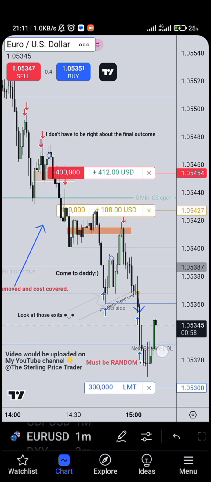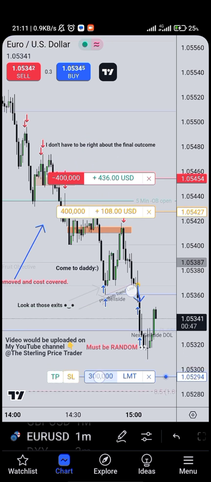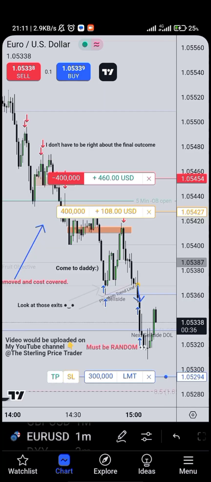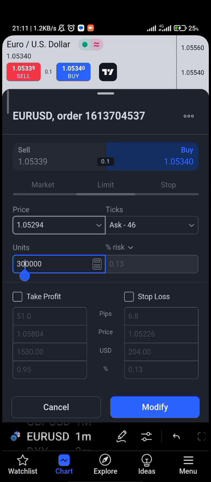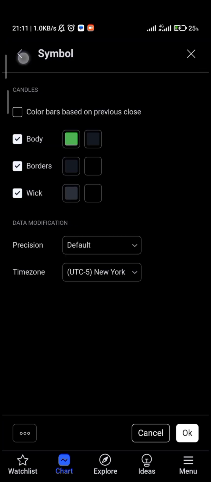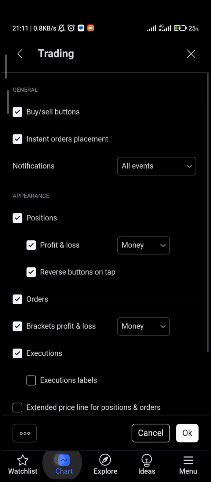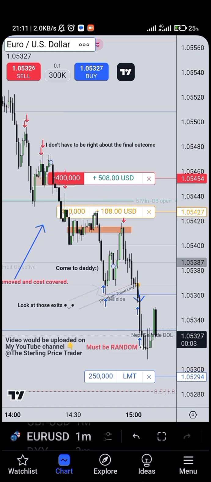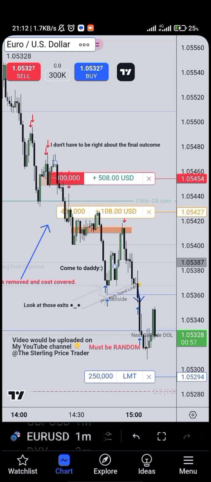So price is retracing like I told you, but remember I told you I don't have to be right about the final outcome. So look at my limit right here. I'm still watching price there. So instead of taking the 300 at once, I'll reduce it. I'll take a little bit amount here. So this is the labeling. I deleted the labeling, so it's showing that the trade is actually done, and it's not like market replay.